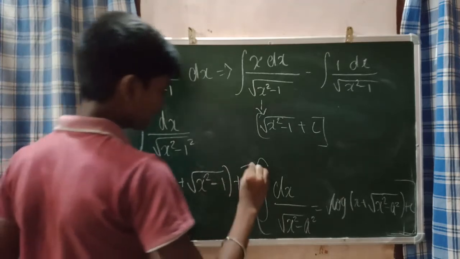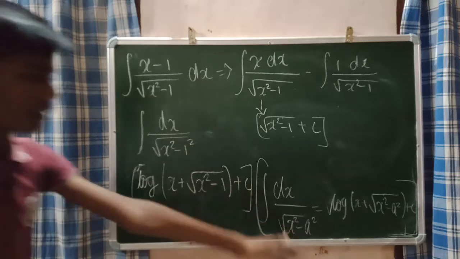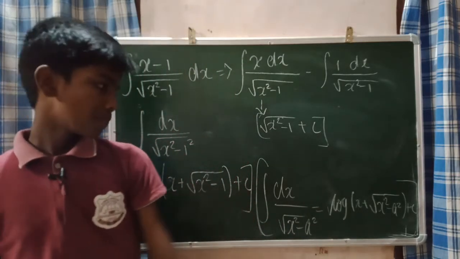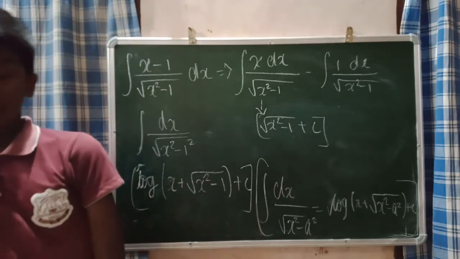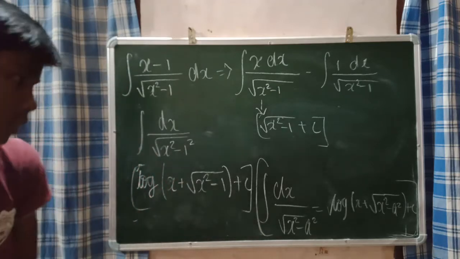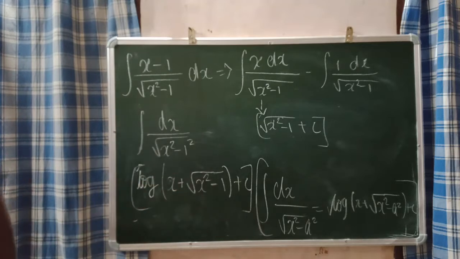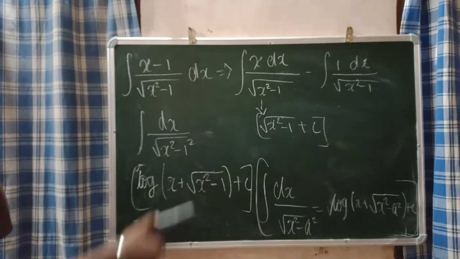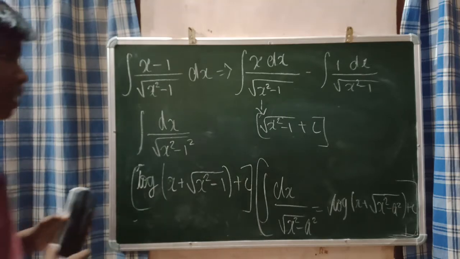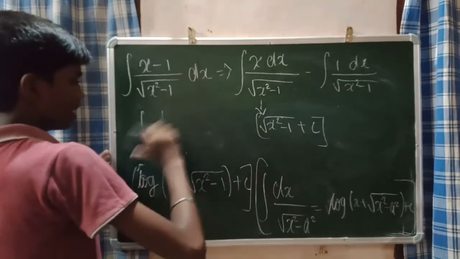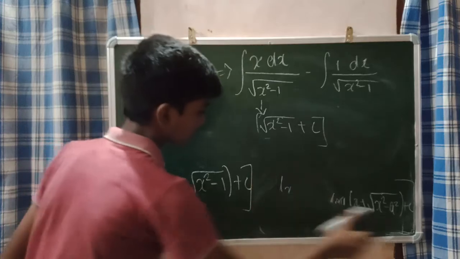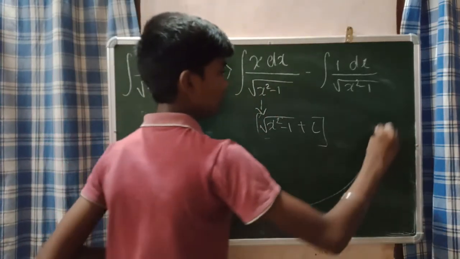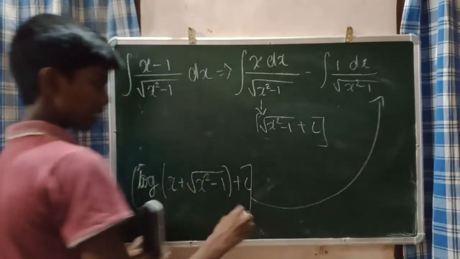I will repeat once again guys. I just used the standard integral, integral of dx by root of x square minus a square is log of x plus root of x square minus a square plus some constant. Here x square is x square only, a square is 1 square. Then we get this particular value. Now we have found the value of this integral. This is the value of this integral.